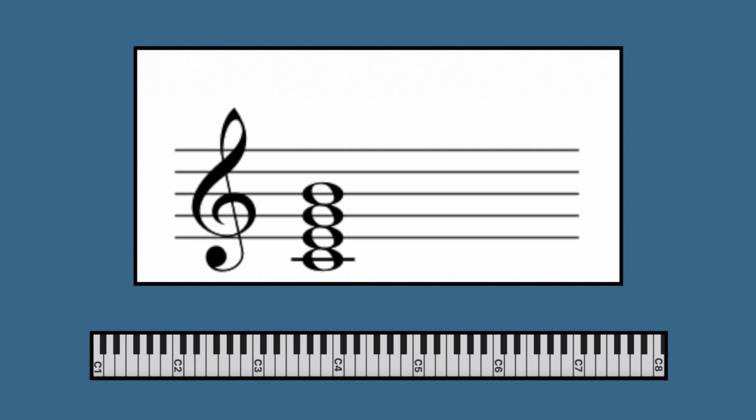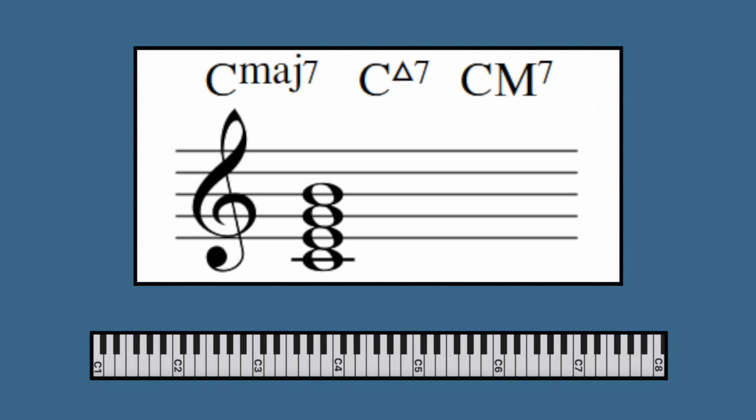First is the major seventh chord, displayed usually by MAJ, though sometimes by a triangle or by a capital M, each of these followed by the number 7. In this chord, the seventh is a major seventh above the root note.